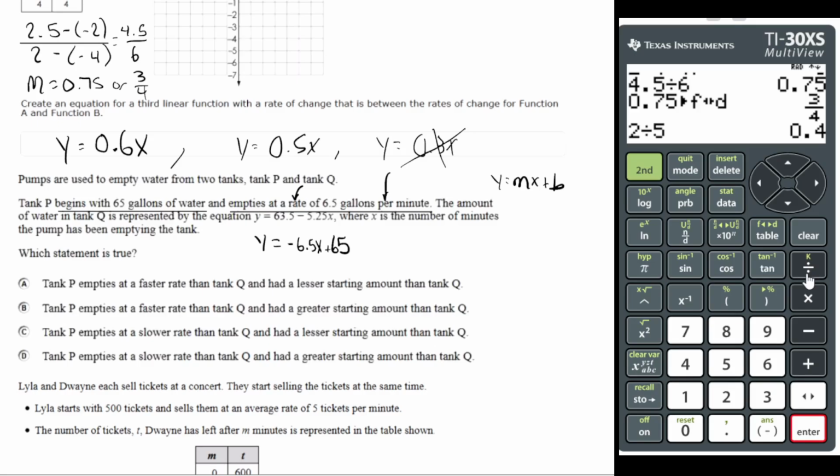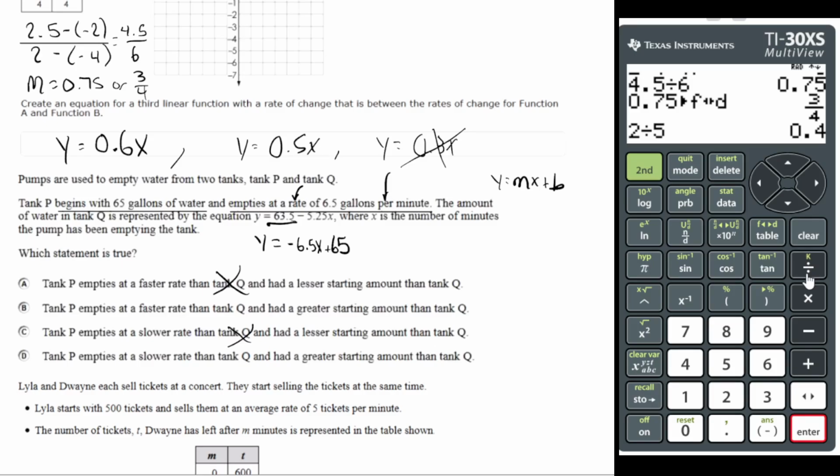Tank P empties at a faster rate than tank Q and has a lesser starting amount than tank Q. Okay, so this is like the first question. First thing we're going to do: what is the starting value of tank Q? 63.5. What is the starting value of tank P? 65. Tank P has the higher starting value. So choice A, choice C, eliminated.